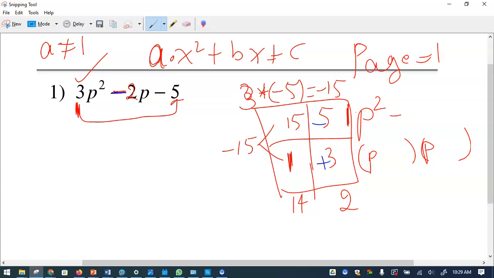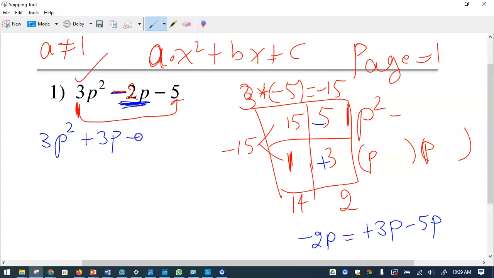So what this basically means is, instead of -2p, we are going to replace it by plus 3p and minus 5p. So this will be replaced by, so that will mean 3p square. This is replaced by plus 3p and minus 5p, and then you take two terms, this and this, and factorize.